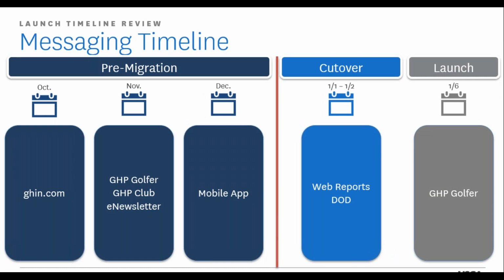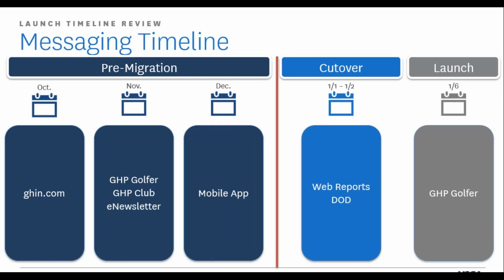For the messaging timeline for the GHIN products, we have tried to do as good a job as possible to alert club officials as well as golfers that something is happening. We've tried to send out information through emails as well as putting notices on our products. So if anybody is interfacing with any of the GHIN products, they should see a message to this effect. And we'll go through what those messages look like.